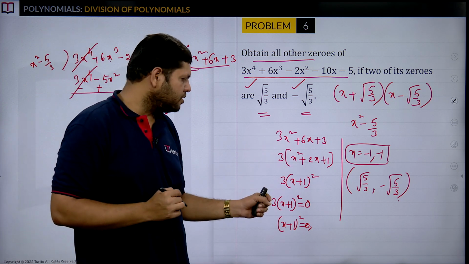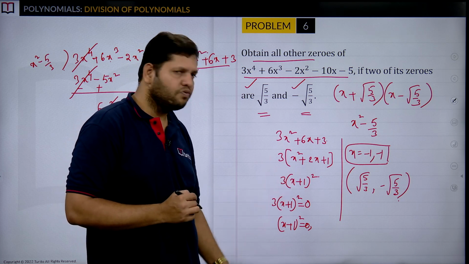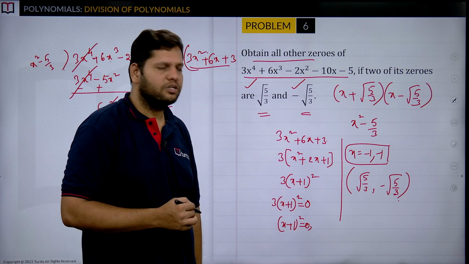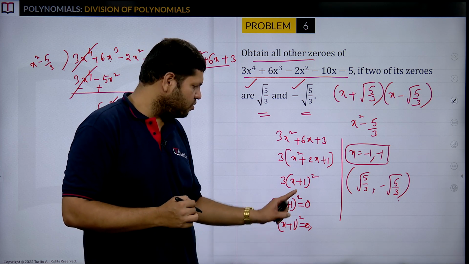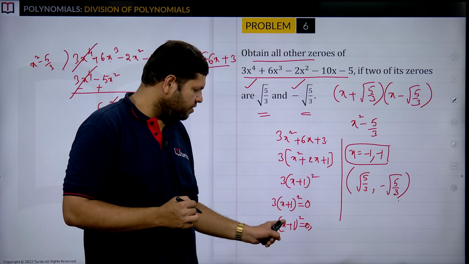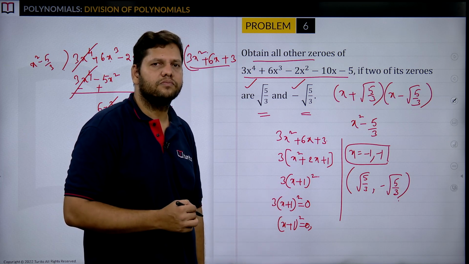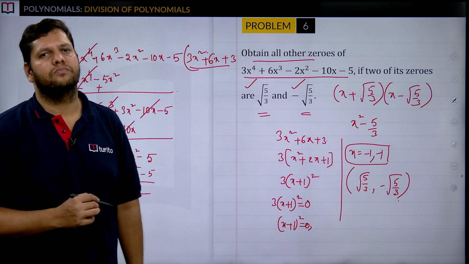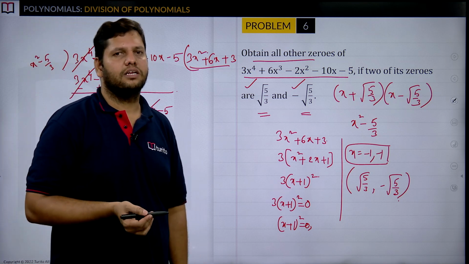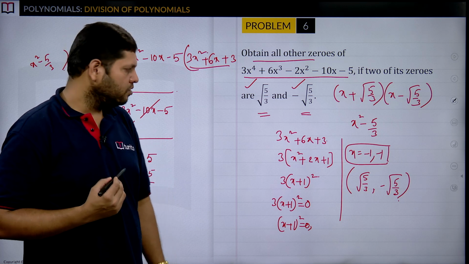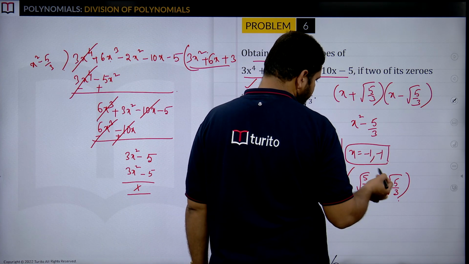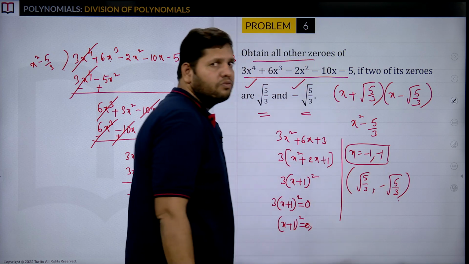So take the 3 as common, children. So what I got? 3 into x plus 1 whole square. To find the zeros, we have to equate to 0. So I am equating to 0, children. So what I got? 3 into x plus 1 whole square is equal to 0. And this is x plus 1 whole square equal to 0. Then x is equal to what, children? Minus 1 and minus 1. Therefore, what are all the 4 zeros, children? Minus 1, minus 1, under root of 5 by 3 and minus under root of 5 by 3.